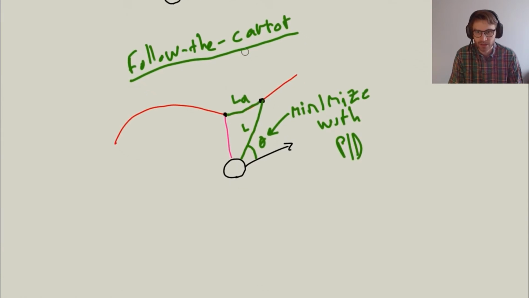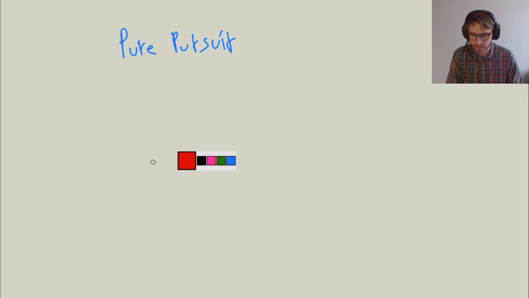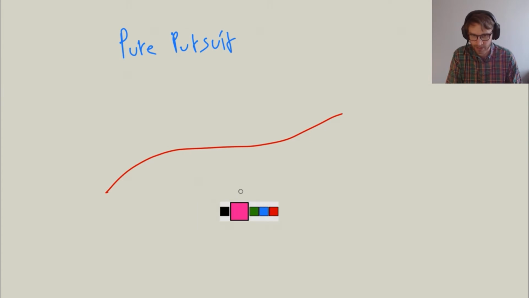And continuing on this follow the carrot, I can already write it down, the next one is pure pursuit algorithm, which is very similar to the follow the carrot one. First, I will draw this path that we have. We want to get our turtlebot into it. Then we have our turtlebot over here, facing that way.